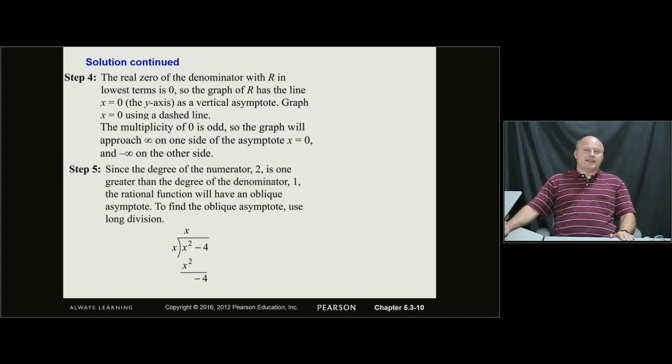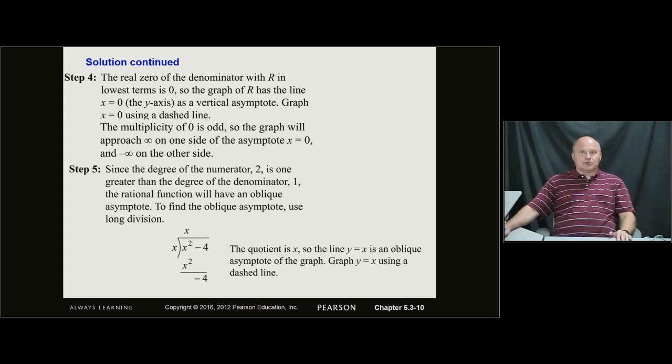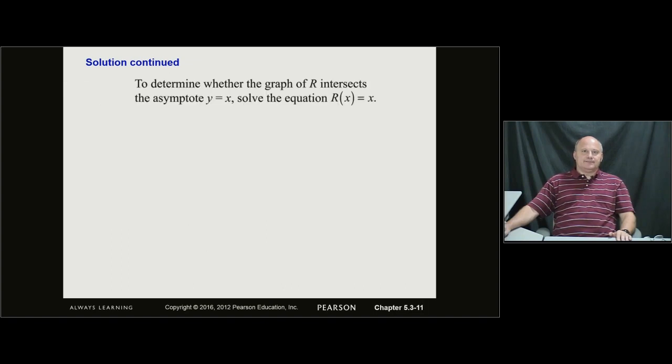But this is how you find the oblique. You long divide the numerator by the denominator. So x into x squared minus 4, the long division, and the quotient is x. So y equals x is the oblique asymptote. So the asymptote is not horizontal. It's a line, the line y equals x. So the oblique asymptote is y equals x. And that's what they just showed you there. And you construct that with a dashed line.